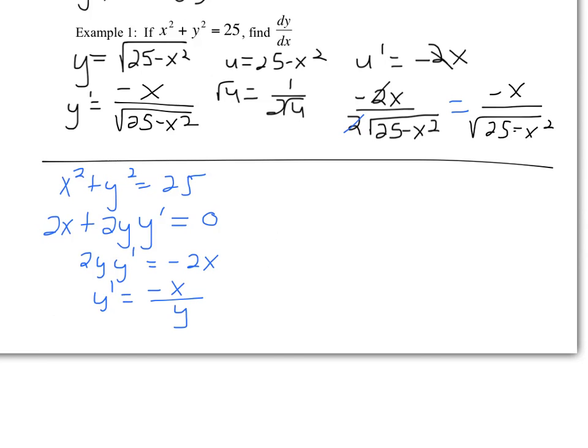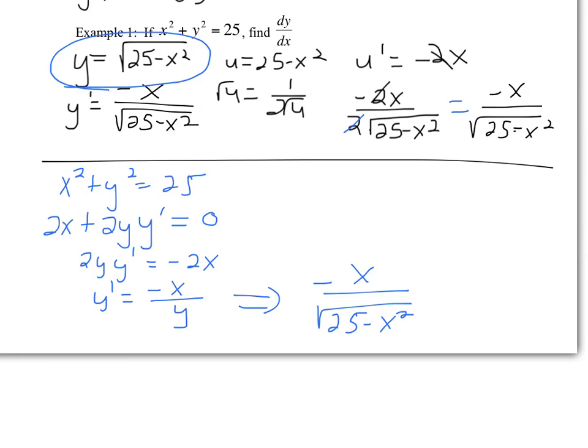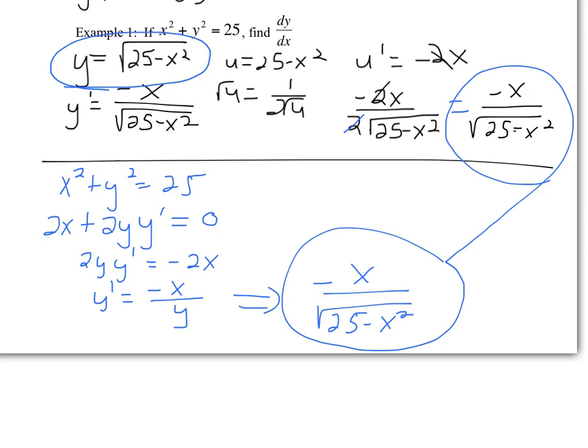And then when I divide by 2y, the 2's will cancel, leaving me negative x over y. And now maybe you're saying to yourself, well, that is not the same thing as what we got in the previous example. However, remember what we said y was equal to. So if I come down here and replace the y with what it's equal to, which is the square root of 25 minus x squared, you see that this is indeed the same as this.